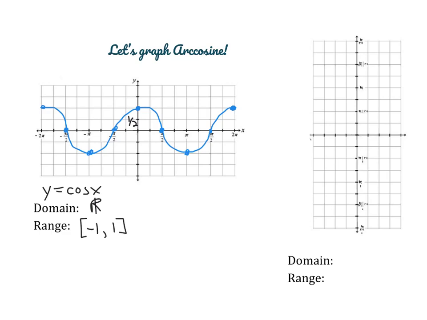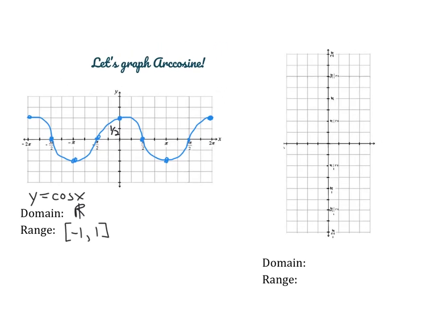So now to graph arc cosine, we're going to do the same thing. We're going to swap the x and y values that we have from our cosine function. So I'll take these 5 and I'm going to swap them and graph them here. Instead of having 0, 1, I have 1, 0. Instead of π/2, 0, I have 0, π/2, so on and so forth. So it would look something like this. And then we can continue that pattern here.